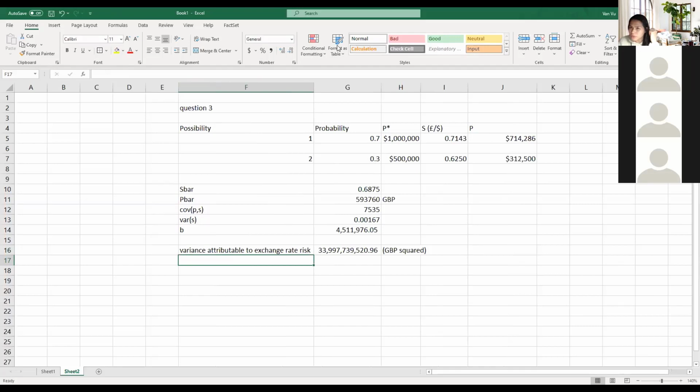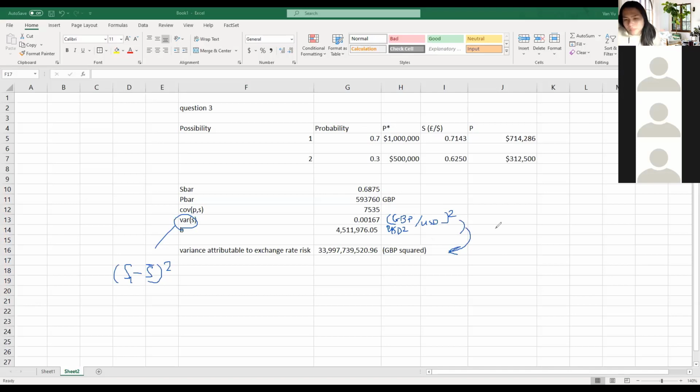So when you look at the formula for the variance, the variance involves the sum of squares, right? And then you times it by the beta. So beta here is the pound over USD square. Yeah, good question. So the product of these two will be pound square. Yeah, okay, that makes sense now. Thanks.